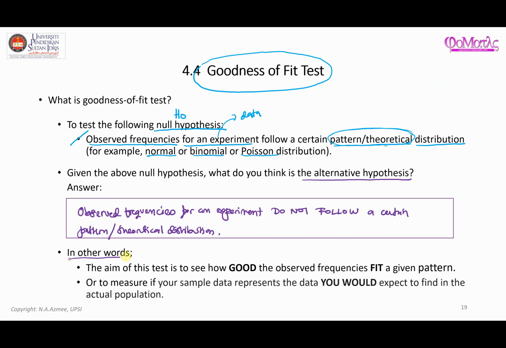Now, the idea of goodness of fit test is very simple. It is just to see how good the observed frequencies, or how good the data is, and how well they fit a given pattern. In other words, you would like to check if your sample data represents the data you would expect to find in the actual population. So you would like to see the comparison between your data and the expected data. You want to compare what you are seeing with what you expect to see.